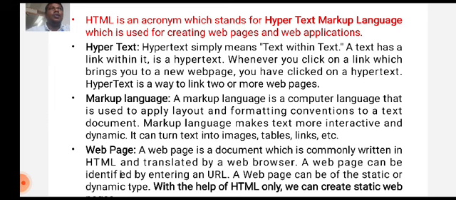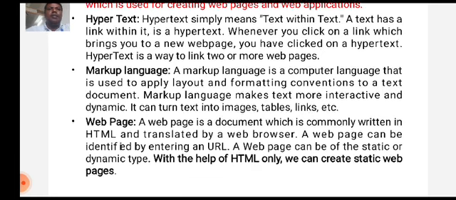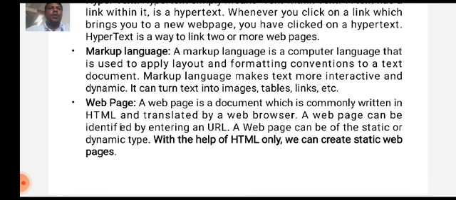With HTML you can create static and dynamic web pages. Then markup language: a markup language is a computer language used to apply layout and formatting to conventional text documents. It makes text more interactive and dynamic. A web page is a document, commonly written in HTML, that is translated by the browser. A web page can be identified by entering its URL.